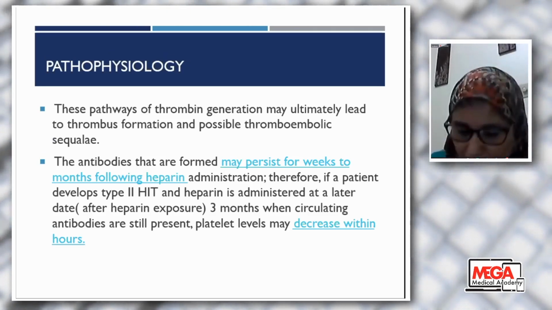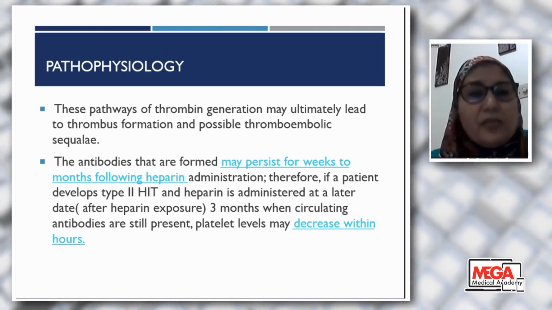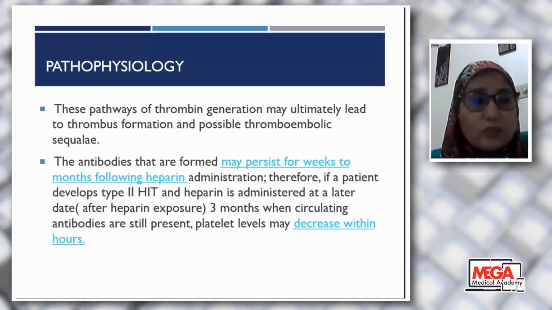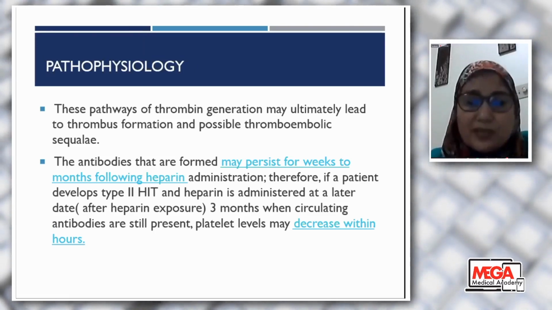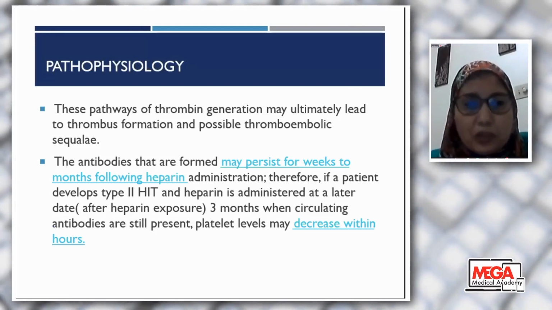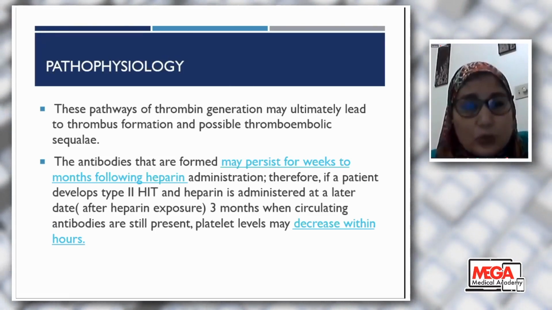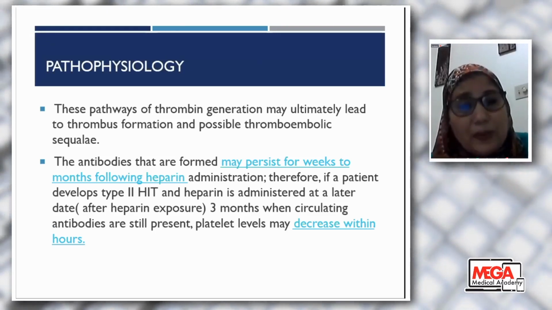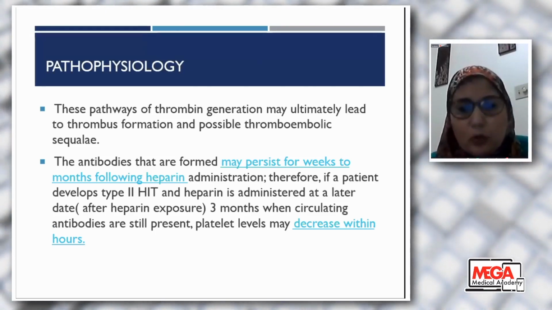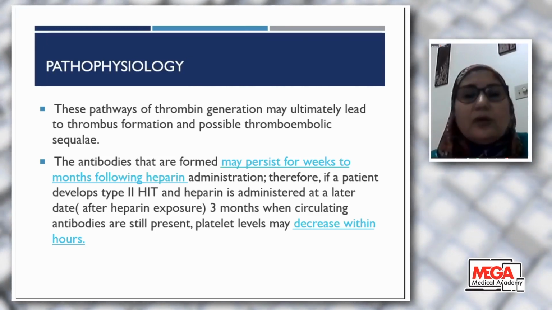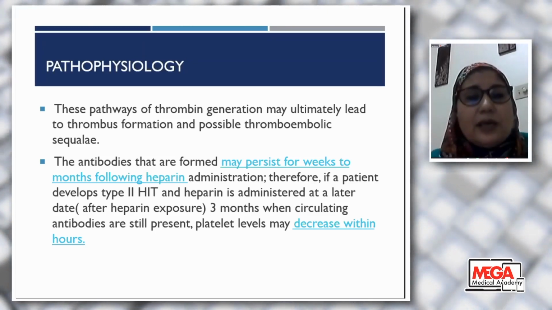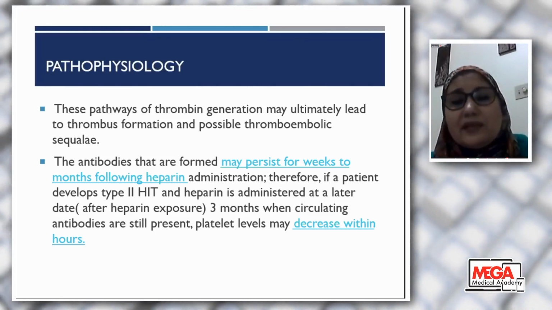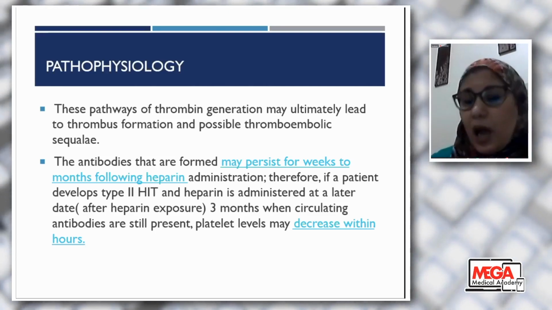The antibodies, this information is very important. The antibodies that are formed may persist for weeks to months following heparin administration. Therefore, if a patient develops type 2 HIT and heparin is administered at a later date, within 1 to 3 months of heparin exposure, when the circulating antibodies are still there in the blood, the platelet level may decrease abruptly within hours.